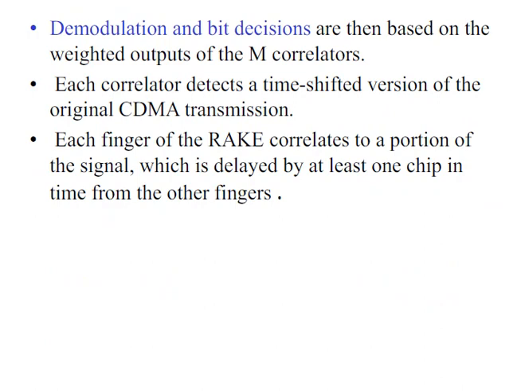Each correlator detects a time shifted version of the original code division multiple access transmission. Each finger of the RAKE correlates to a portion of the signal which is delayed by at least one chip in time from the other fingers.